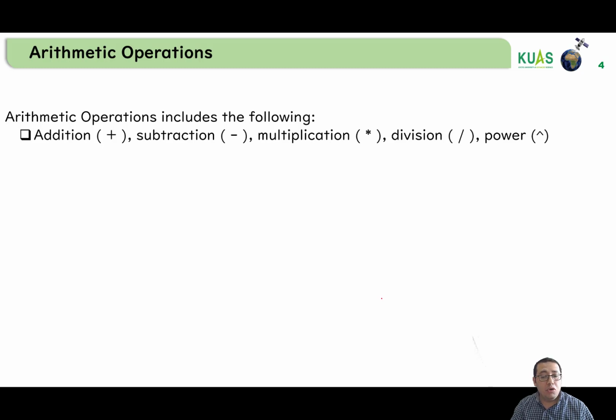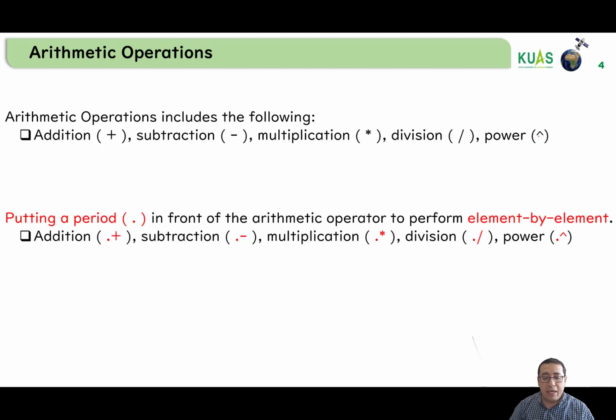And for the arithmetic operation, we mean the addition or plus, subtraction or minus, multiplication, division, and then the power. And in some cases, we need to put the dot or the period before the arithmetic operation. For example, dot plus, dot minus, dot multiplication, dot division, dot power. The reason for that is because we need to execute an element by element operation, as I'm going to explain later.